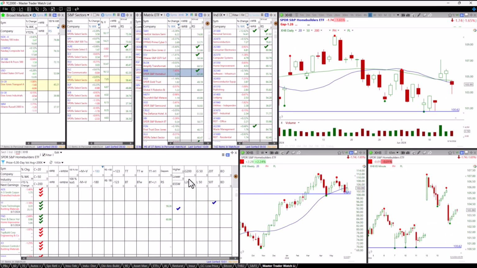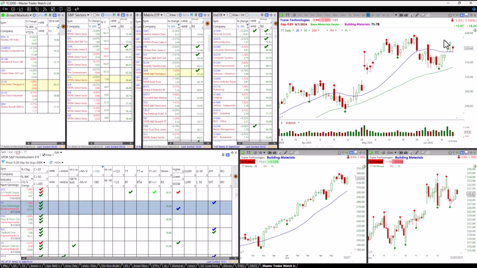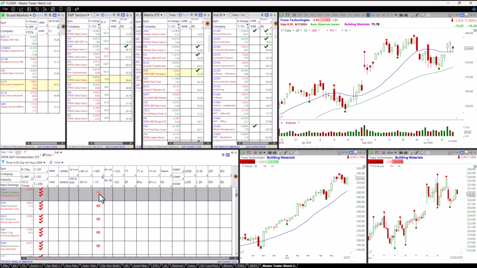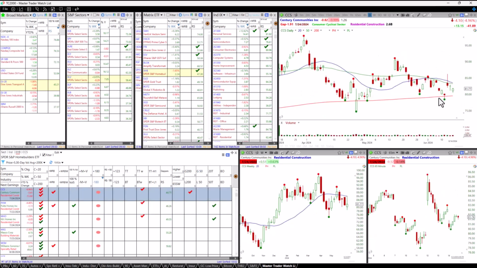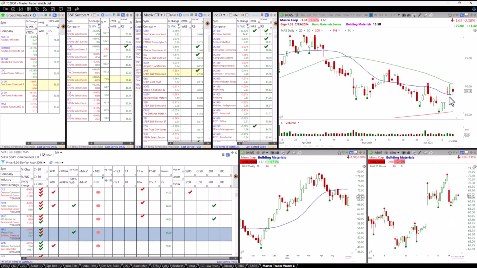Home builders. No, that's not what we're looking for. Let's see. Loses the 50. No. Gains the 50. No. Bullish 180s. So we're not finding anything. Oh, here we go. Bearish 180s. No. No. So they're inside bars.